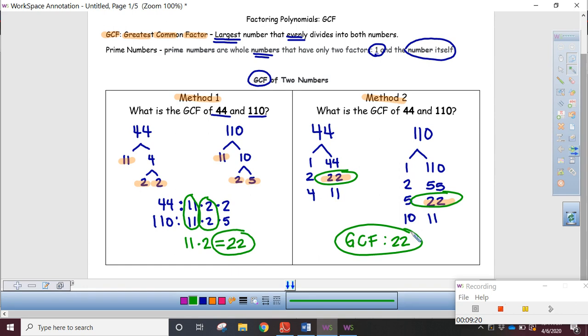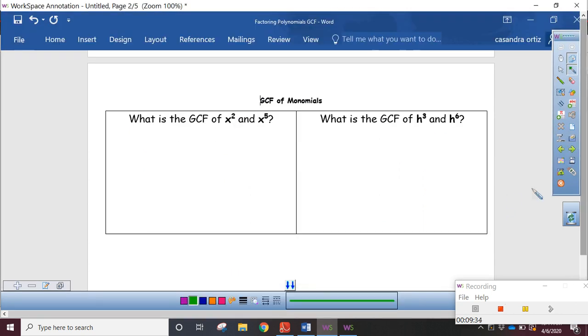All right, let's now move on to the next part of the lesson. The next part of the lesson is finding the GCF of monomials. We have 2 examples here, and I'll go ahead and work out both of them.